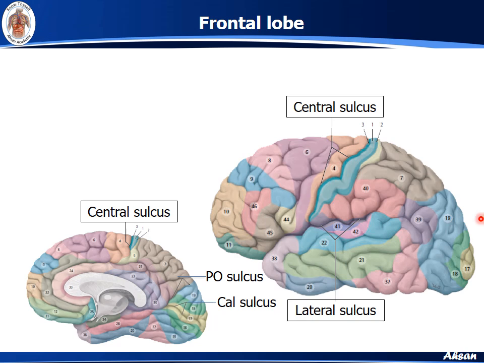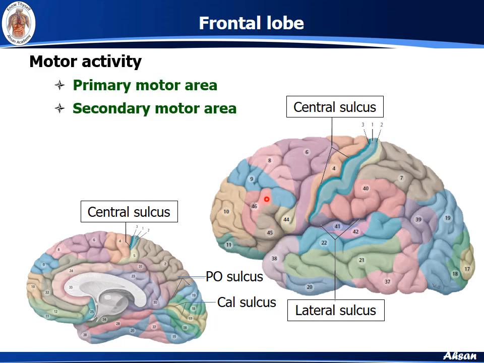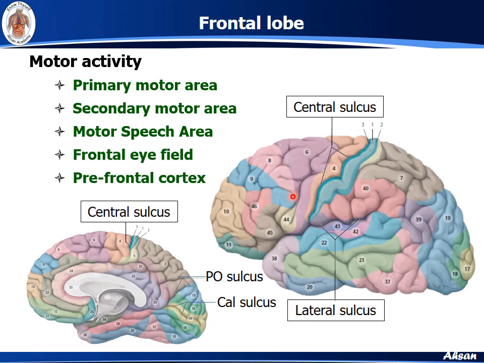So in the frontal lobe, you see this is the central sulcus, the lateral sulcus, and this area is the frontal lobe. This frontal lobe contains some important areas: primary motor area, secondary motor area, motor speech area, frontal eye field, and prefrontal cortex. So these 5 important areas are situated in this frontal lobe.